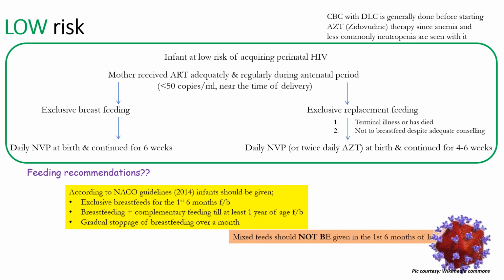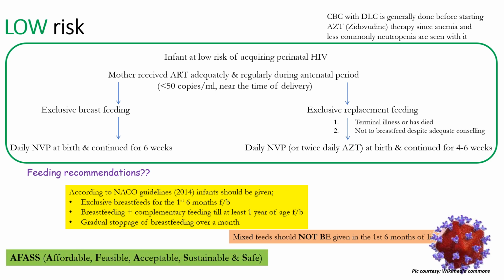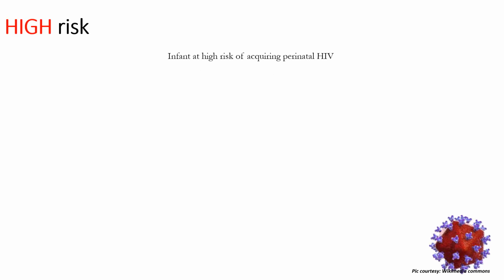Mixed feeding should not be given at any cost during the first 6 months of life, and if replacement feeding is being given, then the commercial infant milk formula chosen should be AFASS. AFASS is a mnemonic which is often asked in your PG viva also. Here A stands for affordable, F for feasible, A for acceptable, S for sustainable and S for safe, as per the 2006 WHO recommendations.